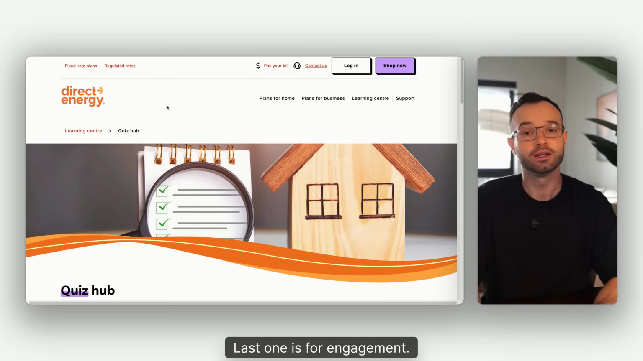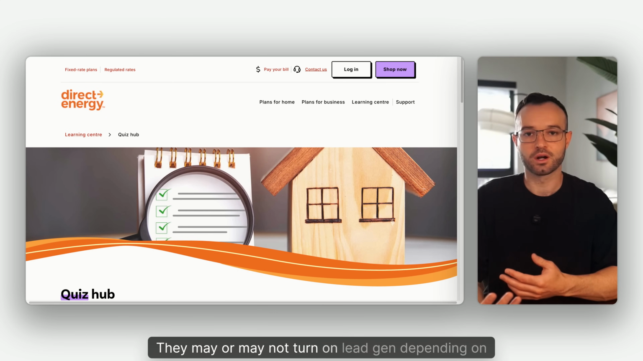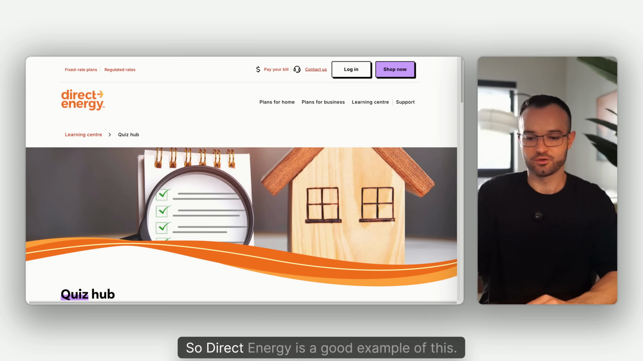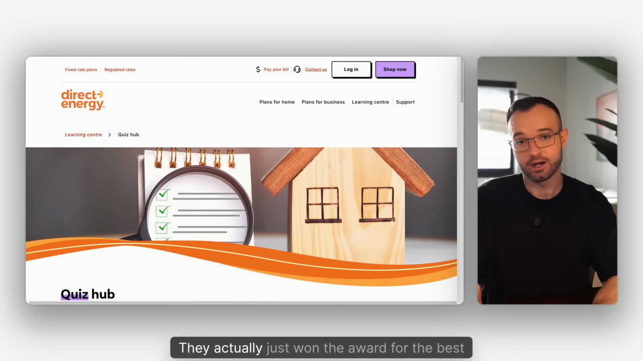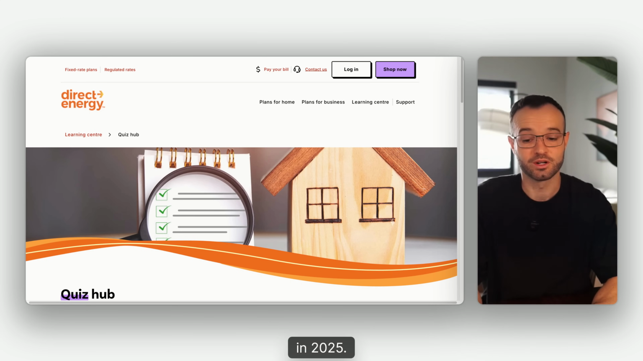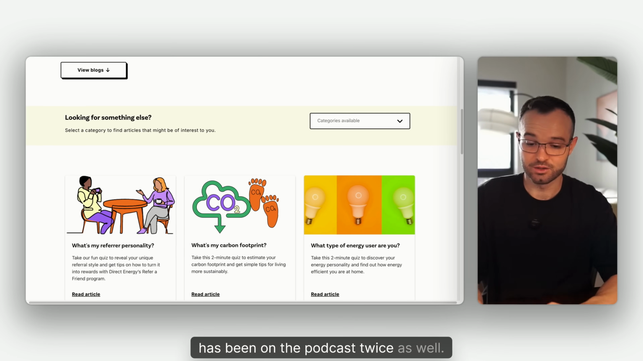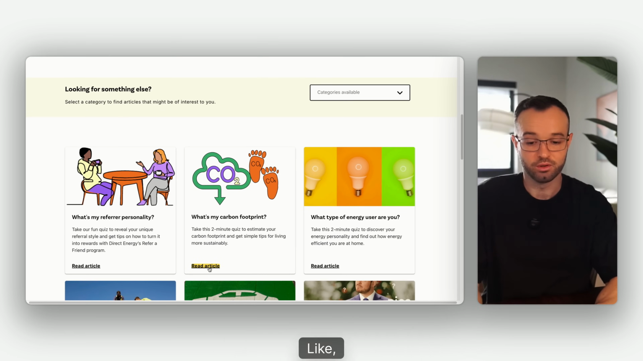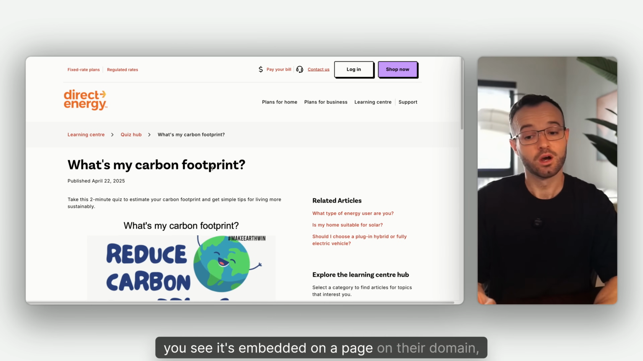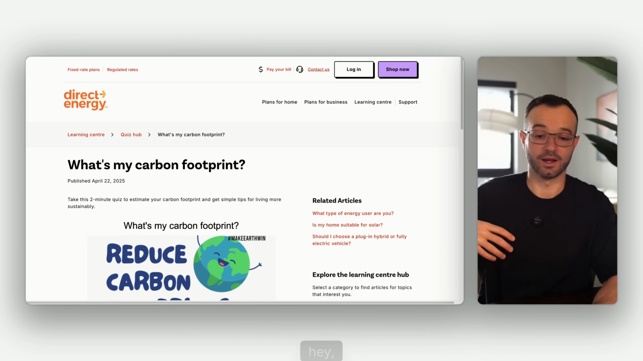Last one is for engagement. So a lot of folks are using quizzes for engagement. They may or may not turn on lead gen depending on the premise of the quiz and where it's being used. So Direct Energy is a good example of this. They actually just won the award for the best content strategy with Content Marketing Institute in 2025. And Velocity, who created these quizzes, has been on the podcast twice as well. And this is a good example, like what's my carbon footprint? You take this quiz, you see it's embedded on a page on their domain, which is huge because it actually sends signals to search that, hey, this is a good domain.